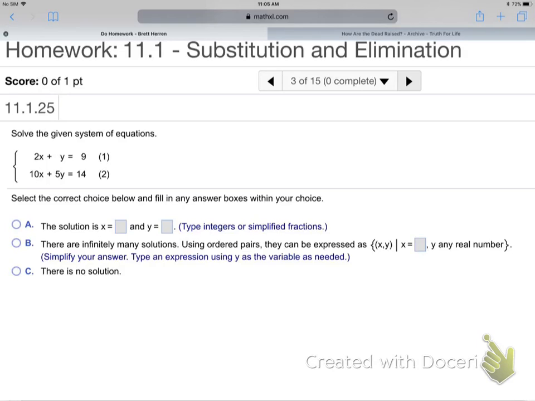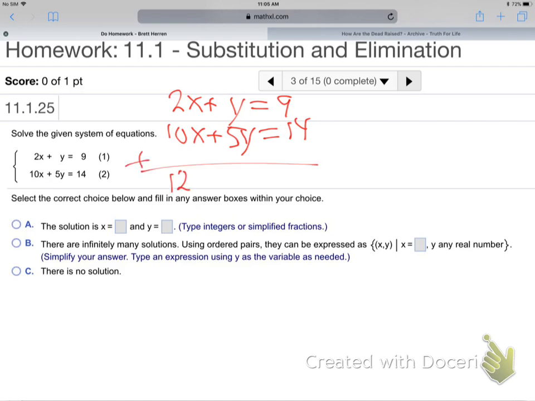Okay, so 2x plus y is 9. 10x plus 5y is 14. This time, if I add them, nothing good's going to happen. Don't write this down, but if I added them, I just get 12x, 6y, and something, 23. That's of no use to me because nobody dropped out, right?